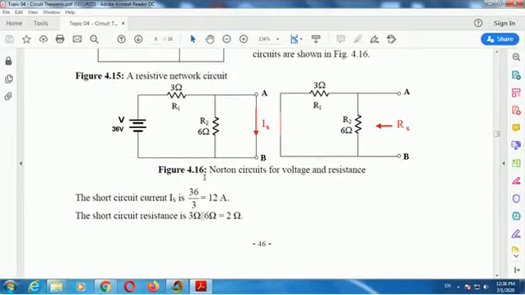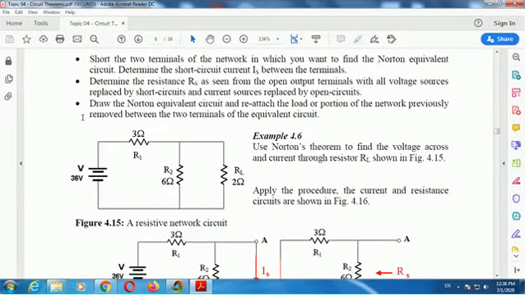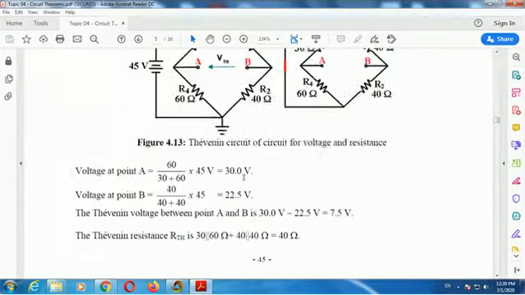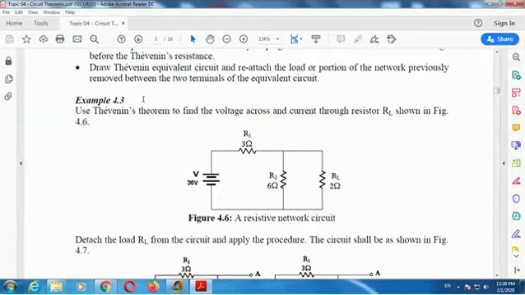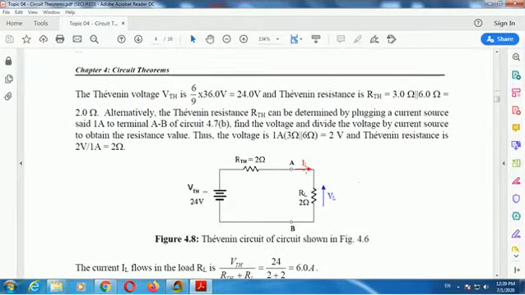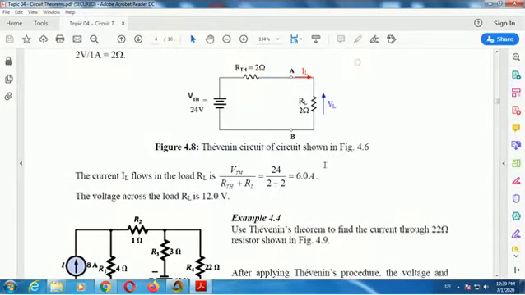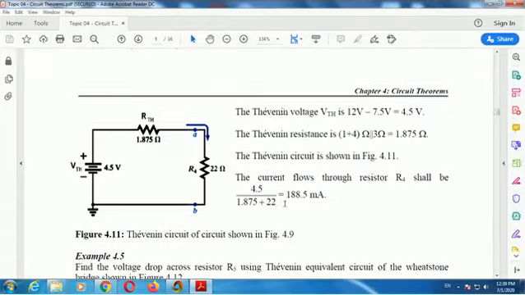So take this example, the previous example. Now we use Norton theorem to find the voltage across RL and the current through RL. We already did this example using Thevenin. Now we find the current through RL using Norton, and we should get the same answer. We try to see whether we can get these two answers, 6 and 12, using Norton theorem.